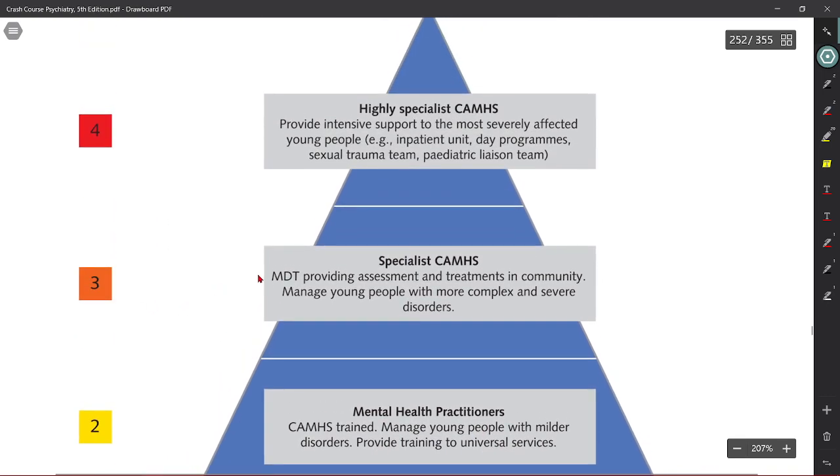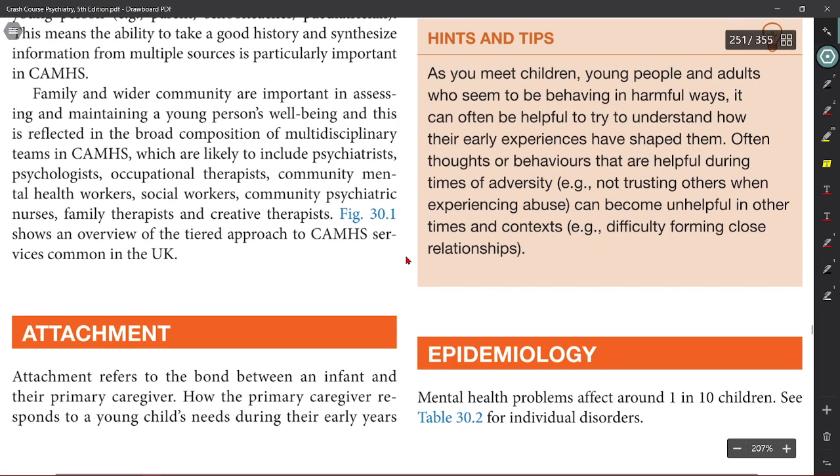In Tier 3, we are talking about specialist CAMHS. We have here MDT providing assessment and treatment in community, managing young people with more complex and severe disorders. Highly specialist CAMHS provide intensive support to the most severely affected young people, like inpatient unit, day programs, sexual trauma team, and pediatric liaison team. Okay, you should know that.